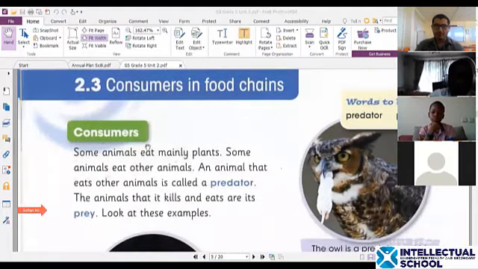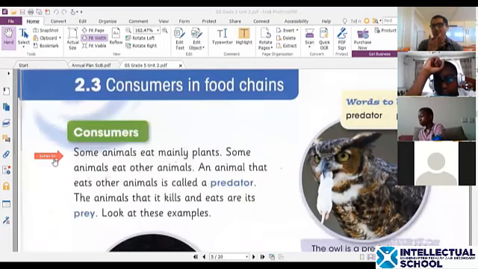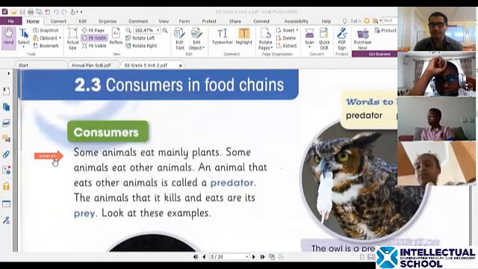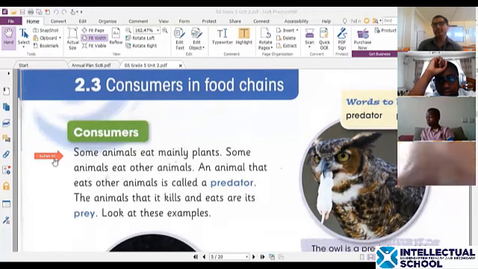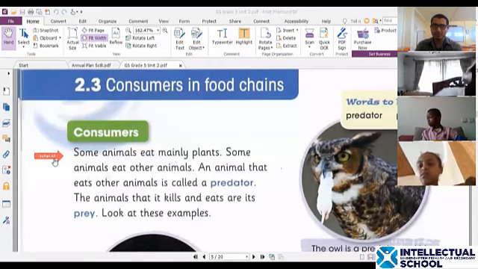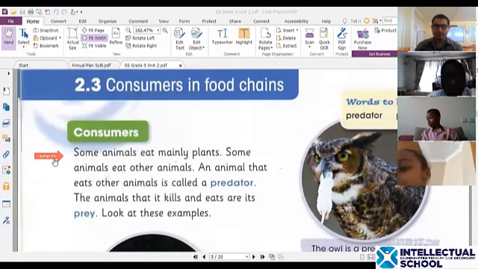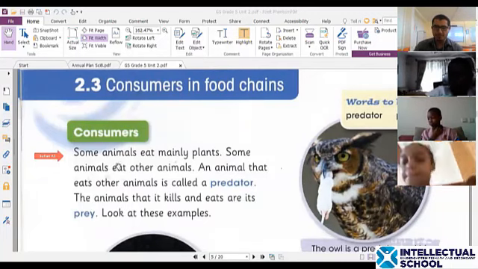Now moving to the next topic, we have consumers in the food chain. As told in the previous topic also, consumers are the living organisms that cannot produce their own food and that eat other animals or other plants for their nutrients or for getting energy. We human beings are also an example of consumers because we cannot produce our own food. In the same way, they have given some different examples.